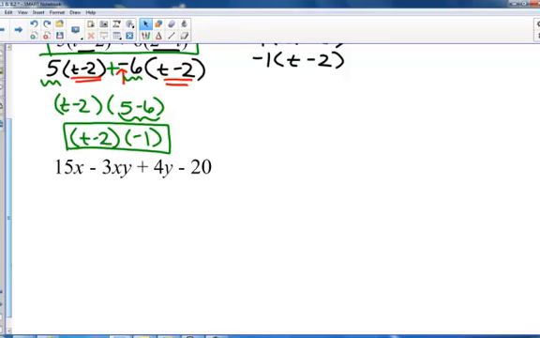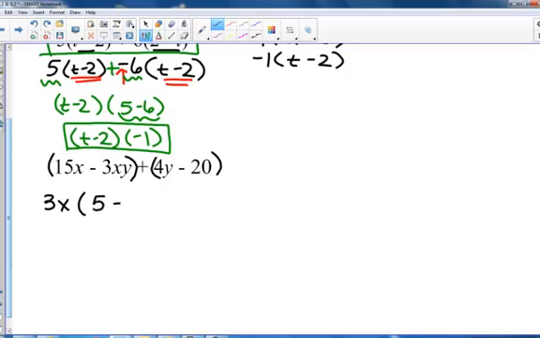And in the last one, I'm going to group first and last. In the first, I have a 3x. Left over, that would be 5 minus y. So, I need to get a 5 minus y. If I take out a 4, I have y minus 5.